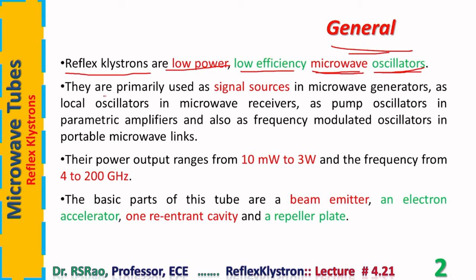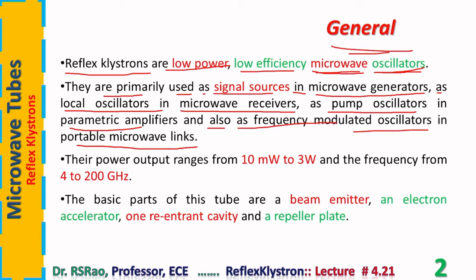They are oscillators. They are primarily used as signal sources in microwave generators, as local oscillators in microwave receivers, as pump oscillators in parametric amplifiers, and also as frequency modulated oscillators in portable microwave links. They have a good number of applications in microwave engineering. Some are mentioned here. Their power output ranges from 10 milliwatts to 3 watts. It is small. Frequency ranges from 4 to 200 gigahertz. This range covers almost the entire traditional microwave band.